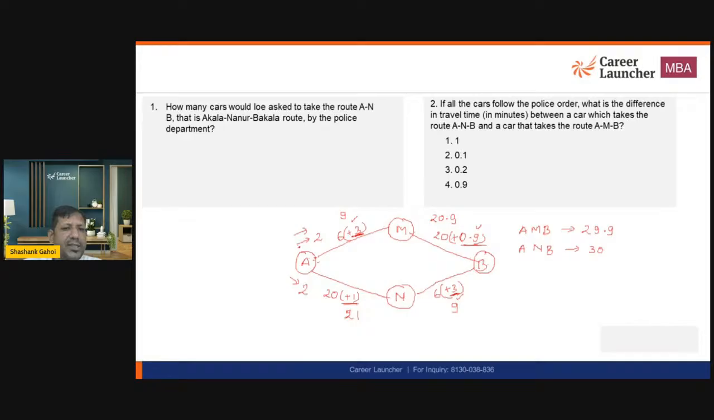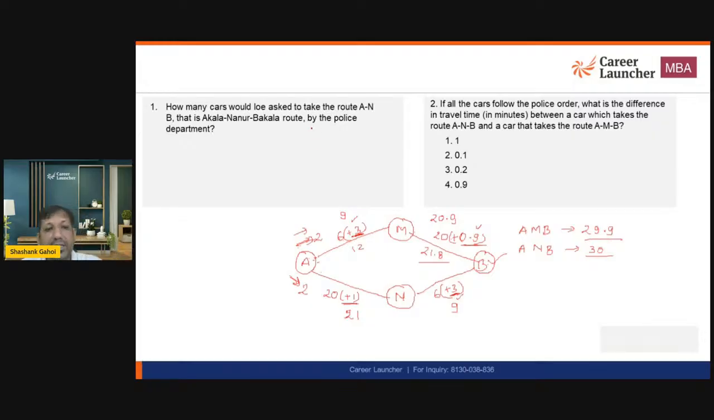If you are going to send 3 cars over here, what is going to happen? It is going to be 12 minutes. It is going to be 21.8 minutes, and that is going to be 30 minutes. So if I am sending 4 cars, I am going to say 2 cars are going this way, 2 cars are going this way, and in 30 minutes, all 4 cars are going to reach B, because these are parallel times.